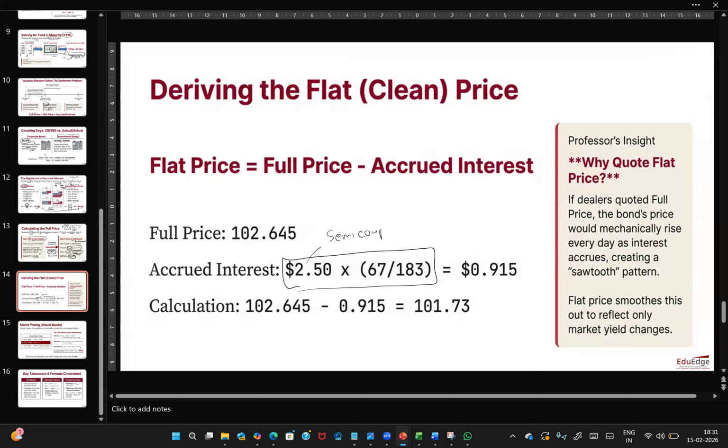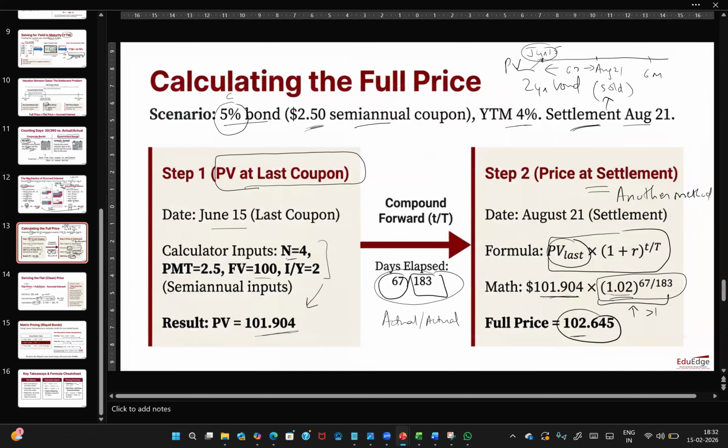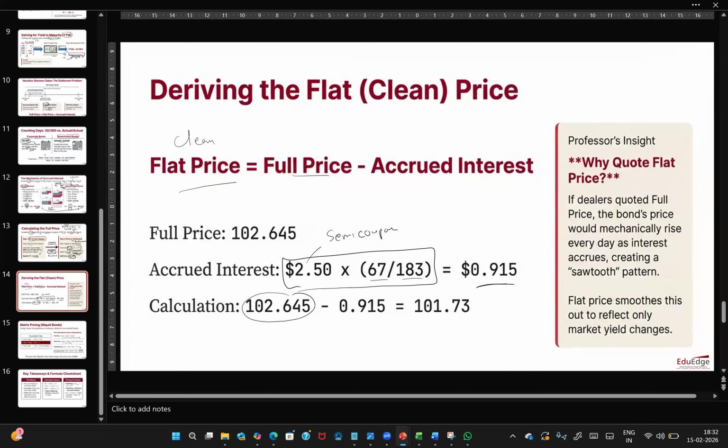Same problem this is, semi-coupon into 67 by 183. Those are the number of days divided by days held by the bond divided by a 6-month period. So this becomes my accrued interest. So what is my flat price or clean price? Clean price is full price minus accrued interest. So full price is what we calculated on the previous slide as 102.645. Minus of this will fetch me this price, 101.73. So this becomes my flat price or clean price.